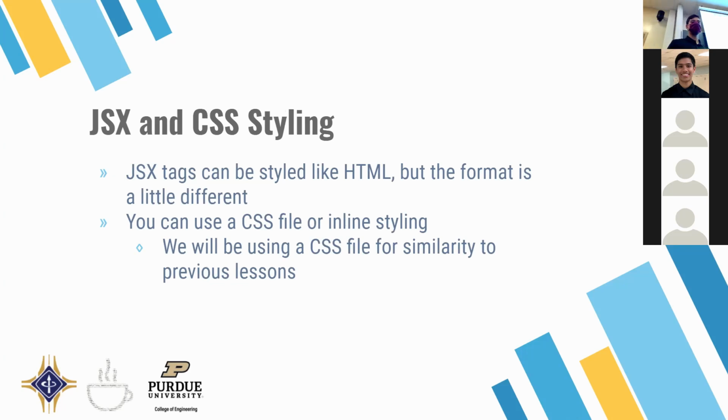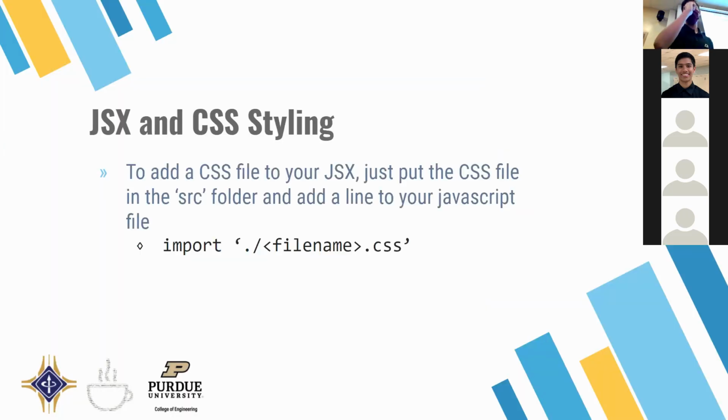To use a CSS file, all you have to do is add the CSS file to your source folder in your project, and then type on top of your JavaScript, import the file name. You can just change the file name part in angle brackets here to be the name of your CSS file, and React will automatically import the values of your CSS, and automatically re-render the JSX tags to match the new CSS components.